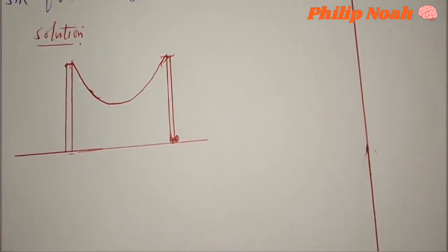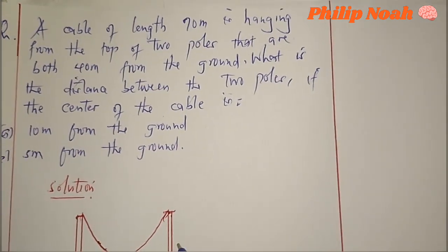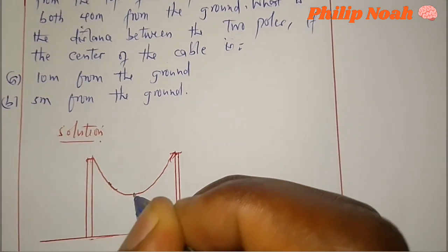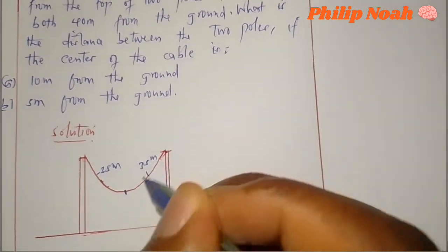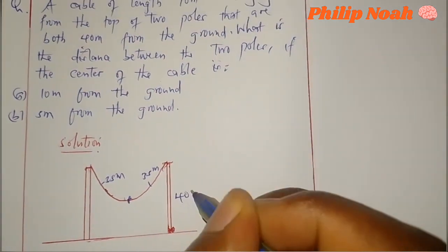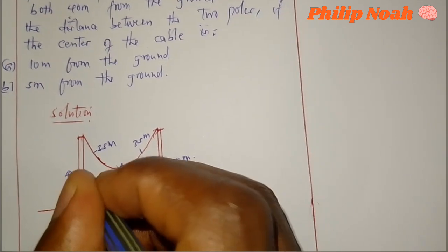So these are my two poles, and this is the cable. This is the center. So this is 35 meters, from this point to this point, and from this point to this point. This is 40 meters. This is 40 meters.